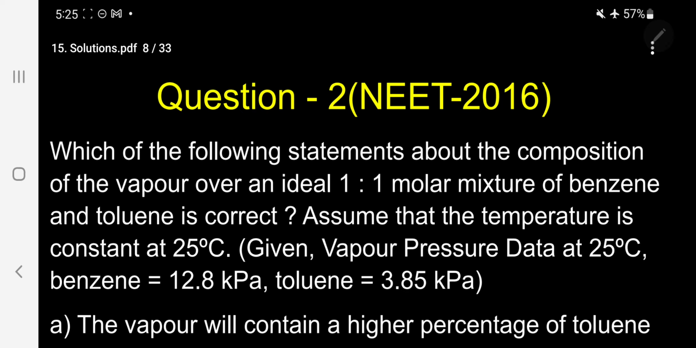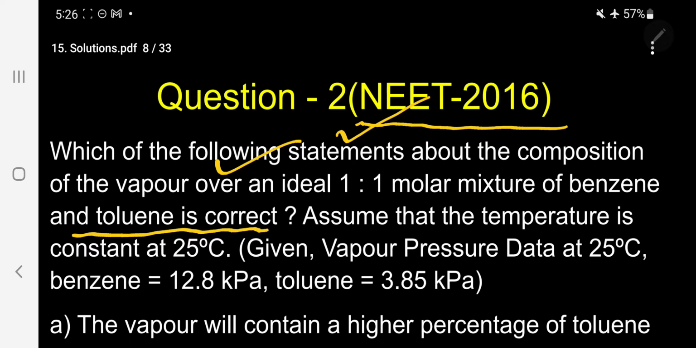This is purely theoretical. This question was asked in NEET 2016. Let me read the question. Which of the following statements about the composition of vapor over an ideal 1:1 molar mixture of benzene and toluene is correct?